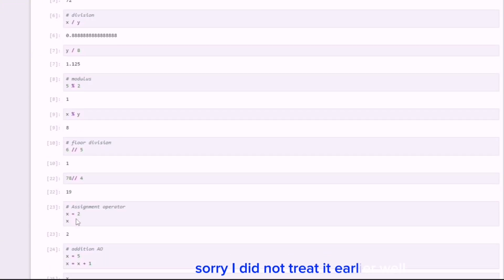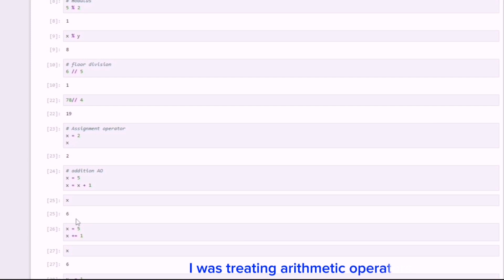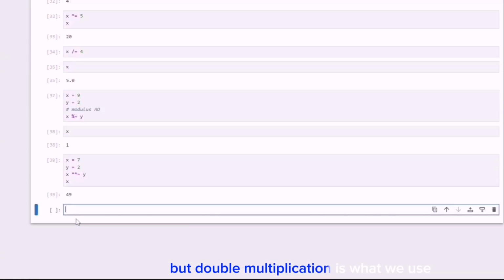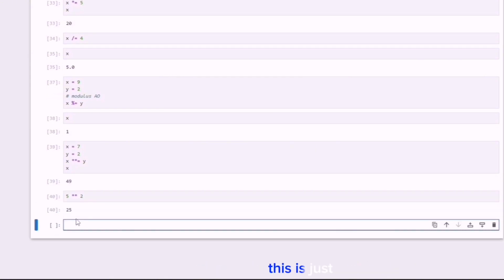Sorry, I did not treat it earlier while I was treating arithmetic operators, but double multiplication is what we use for raised to the power of. That means if I want to say 5 raised to the power of 2, which is 25. So this is just a way of saying 5 raised to the power 2. I'm sorry I didn't treat it in the arithmetic operations; I probably skipped it. So back to where we were about the exponential assignment operators. I hope this example is clear enough for us.